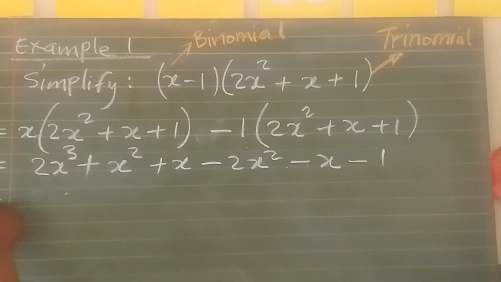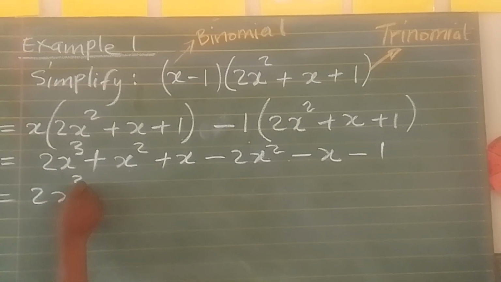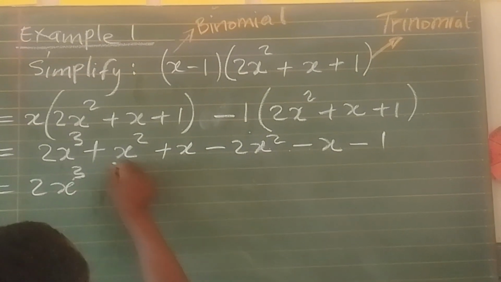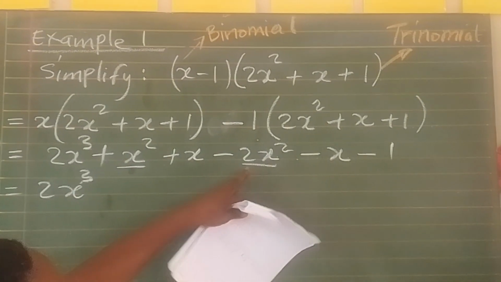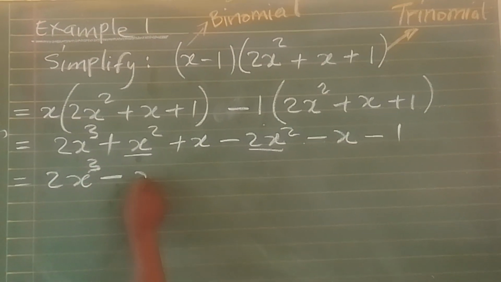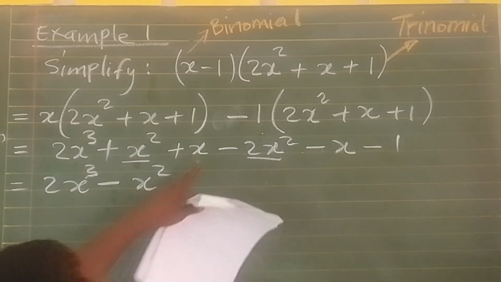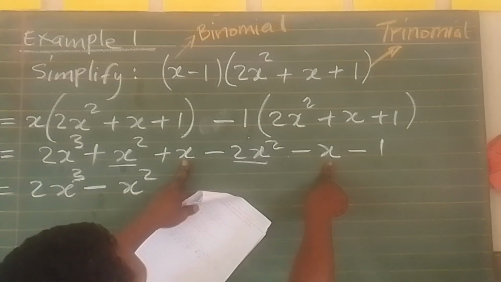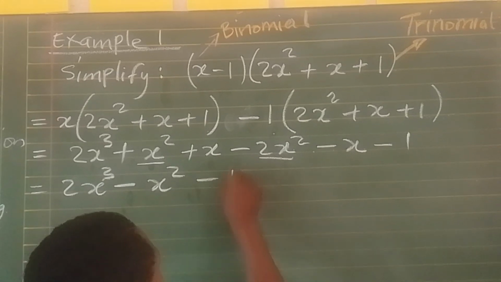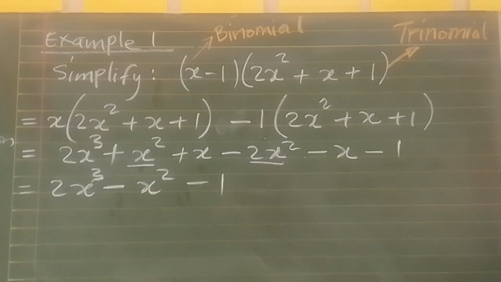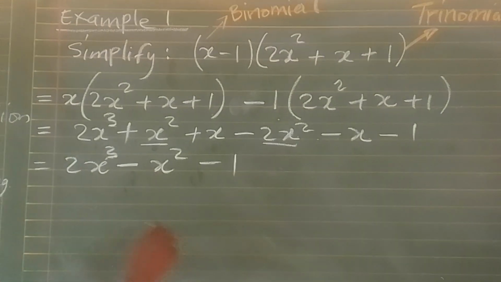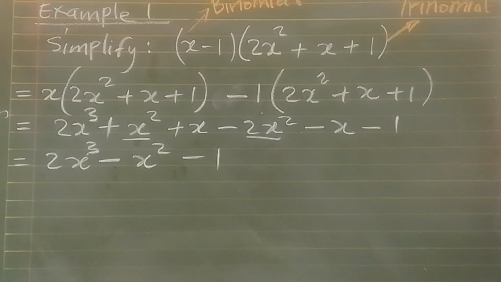Now we have 2x cubed. This and that are like terms: minus 2 plus 1 is minus 1, which is minus x squared. This one and that one cancel. It's 1 minus 1, it's 0, minus 1. There is no way you can further simplify this. This is your final answer.